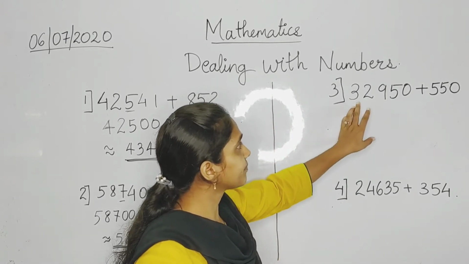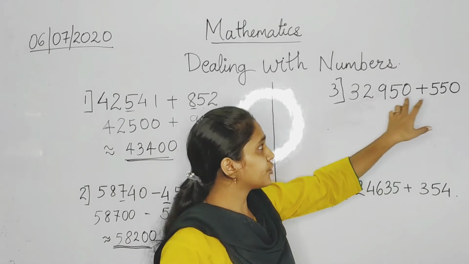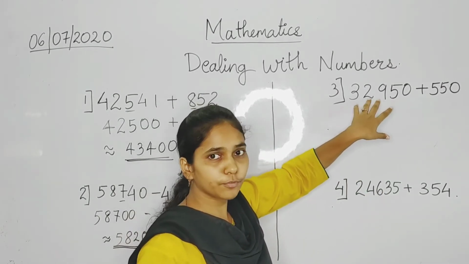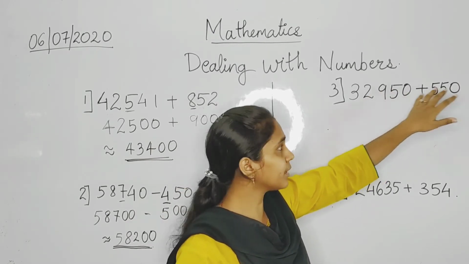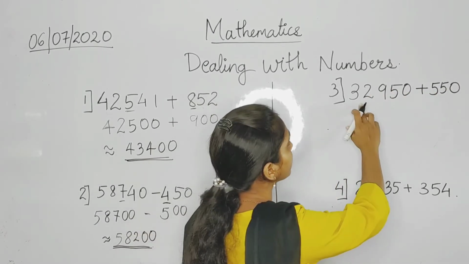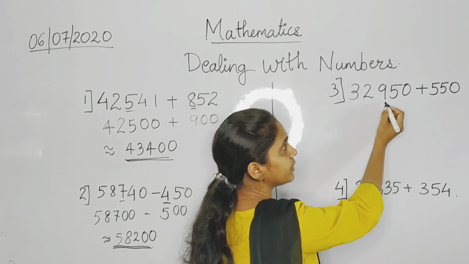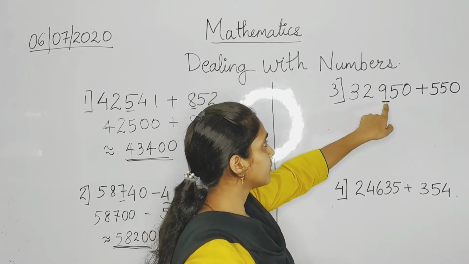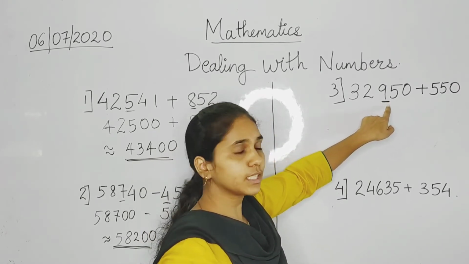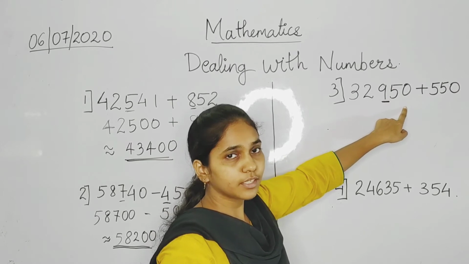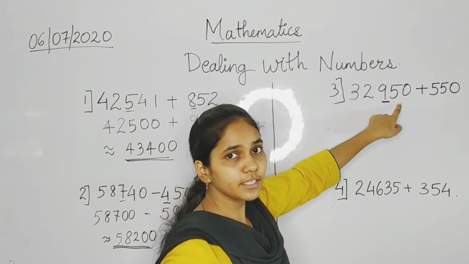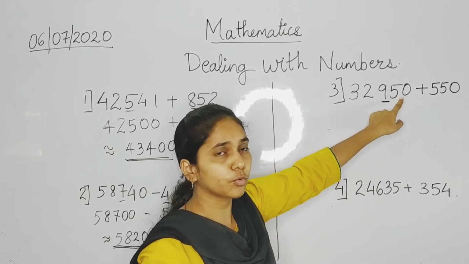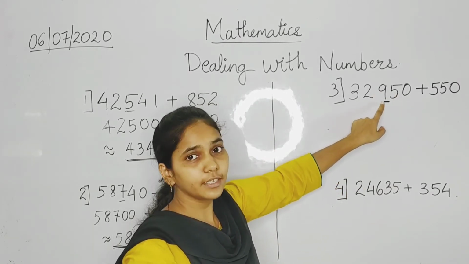The next example is again the addition of two numbers. Again, we will round off the first number, then round off the second number, and then add these two. For rounding off the first number, we first look at the hundreds place number, which is 9. After that we see the number which is after the number 9. The number after 9 is 5, and this 5 is equal to 5. So we add 1 to the number 9.